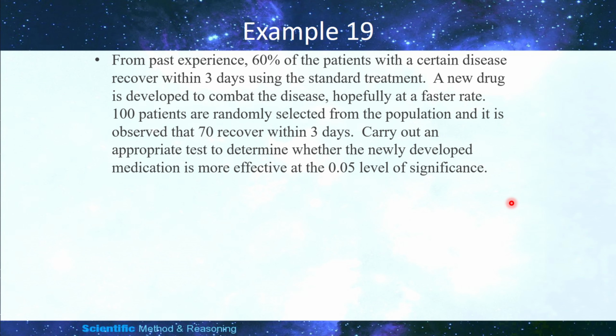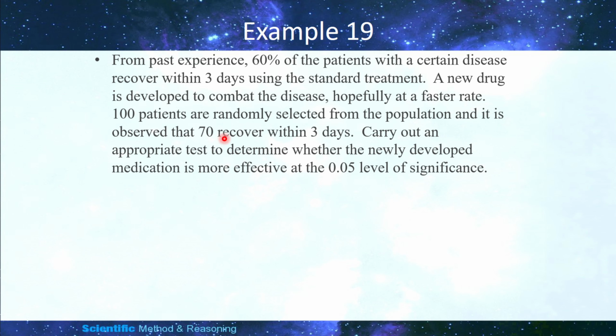The question says, from past experience, 60% of the patients with a certain disease recover within 3 days using the standard treatment. A new drug is developed to combat the disease, hopefully at a faster recovery rate. 100 patients are randomly selected from the population, and it is observed that 70 recover within 3 days. The question is, carry out an appropriate test to determine whether the newly developed medication is more effective at the 0.05 level of significance. More effective.